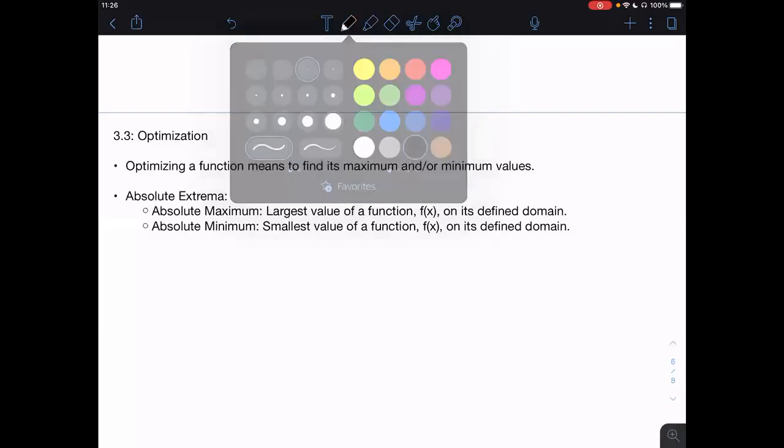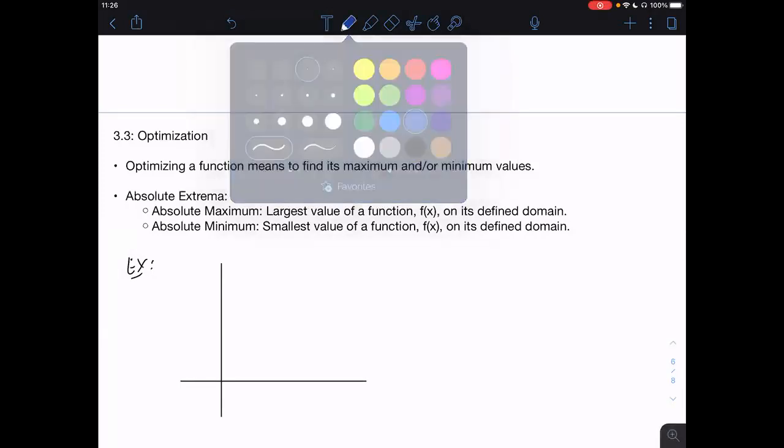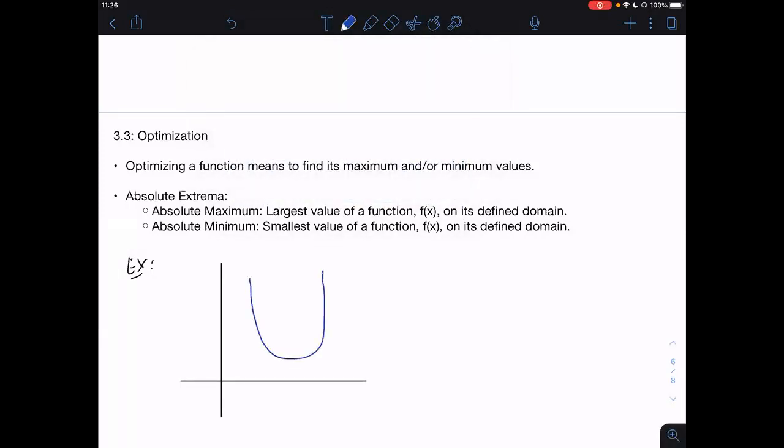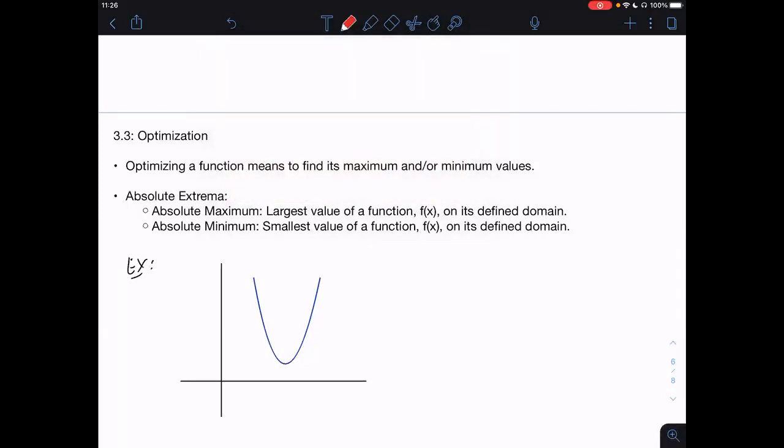Okay, let me do a couple of graphical examples here. Suppose, for example, we have an upwards parabola, that's an upwards arc. These types of graphs, parabolas, if it's upwards, always have a minimum point, which is right at the vertex. And that minimum, if we focus on this closed interval, will be our absolute minimum value.